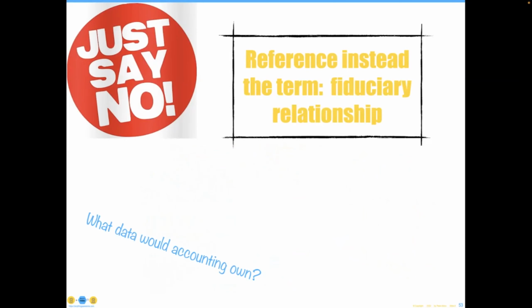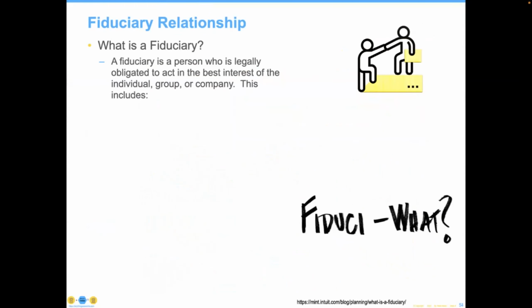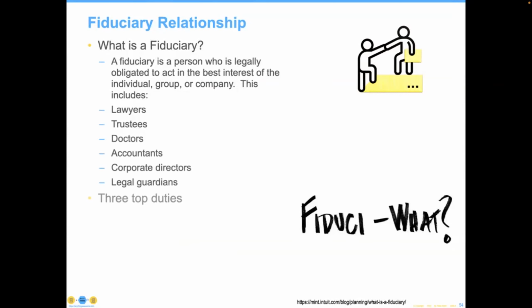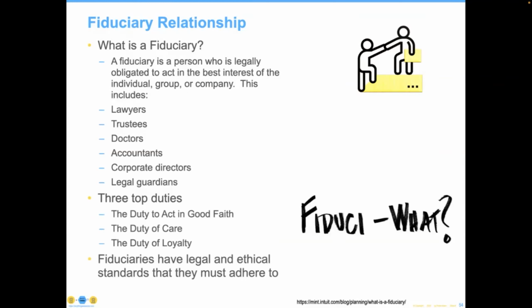And we have to go from here to the concept of what is a fiduciary relationship. That's a person who is legally obligated to act in the best interest, including lawyers, trustees, doctors, accountants, corporate directors, legal guardians, there's many others. The 3 top duties that they have are to act in good faith, to provide a duty of care and loyalty to the client in this case, and that fiduciaries have specific legal and ethical standards that they must adhere to. Don't worry, we're not going to start bringing in lawyers to do data governance, but never fear, it won't take long in order to do that.